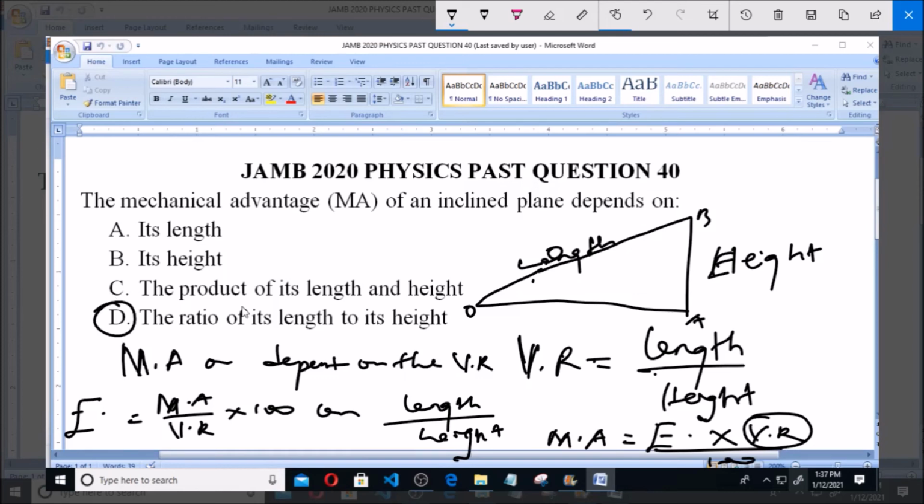Mechanical advantage of an inclined plane depends on the ratio of its length to its height, which represents the velocity ratio, because mechanical advantage depends on the velocity ratio.